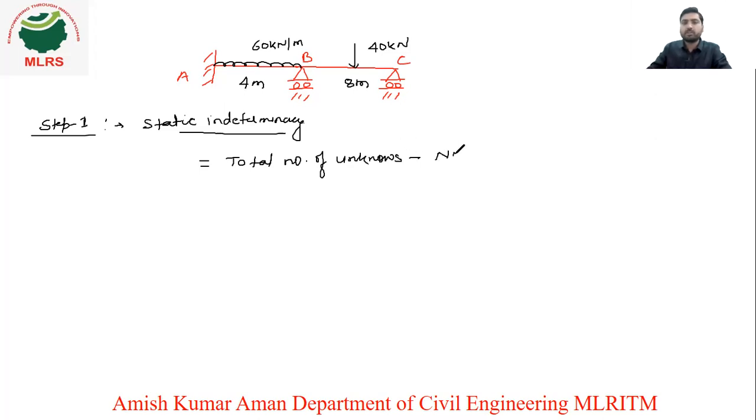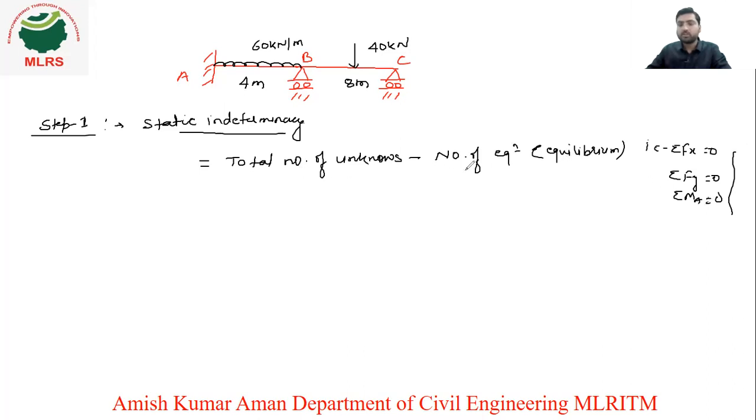minus the number of equilibrium equations. Which equation? Equilibrium equation. Okay, that is summation of Fx is equal to 0, summation of Fy is equal to 0, and summation of moments about any point is equal to 0. These are our three equations of equilibrium. So the number of unknowns minus the number of equations of equilibrium will give you the static indeterminacy of any structure, right?